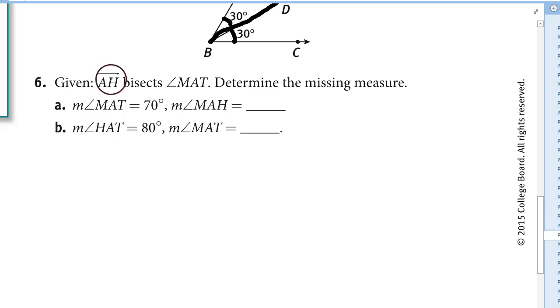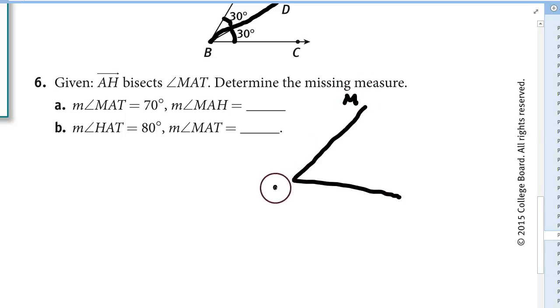Number 6, given that ray AH bisects angle MAT, determine the missing measures. It will help us if we make a sketch of this. So let's draw angle MAT. Any size angle you want. We're just trying to sketch to see where things are positioned. We're not trying to get them to be actually the right sizes like 70 degrees or 80 degrees.